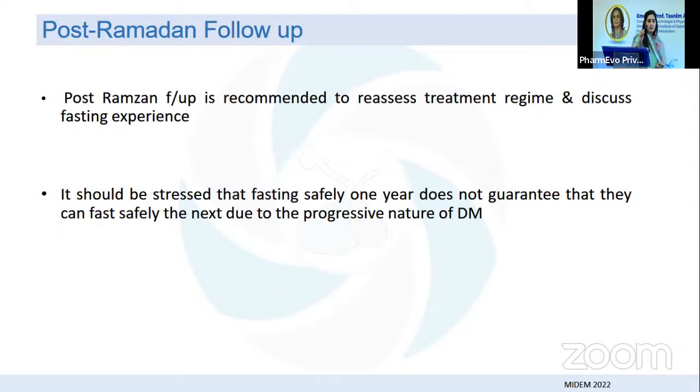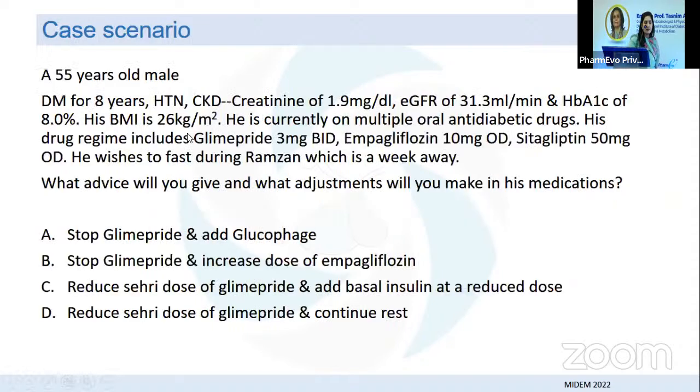Now the scenario. This is a case of a 55 year old male who is diabetic for the last 8 years, hypertensive, with CKD with eGFR of 31.3 and HbA1c of 8. His BMI is 26 kilogram per meter square. He is currently on multiple oral anti-diabetic drugs. His drug regimen includes glimepiride at a dose of 3 mg BID, empagliflozin 10 mg once a day, and sitagliptin 50 mg once a day. He wishes to fast during Ramzan, which is just a week away. What advice will you give and what adjustments will you make in these medications?